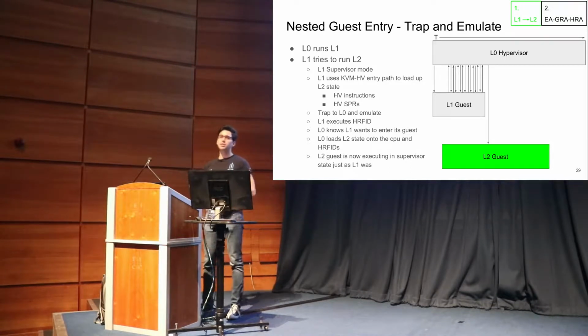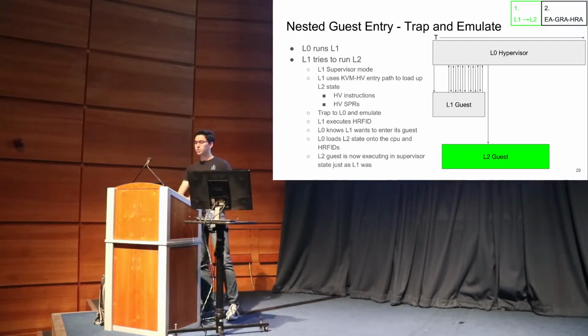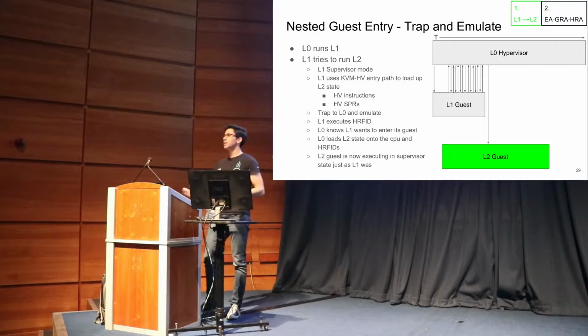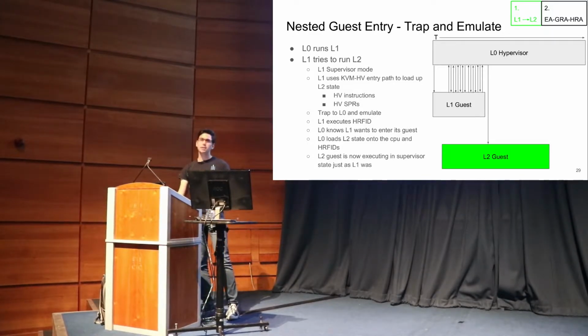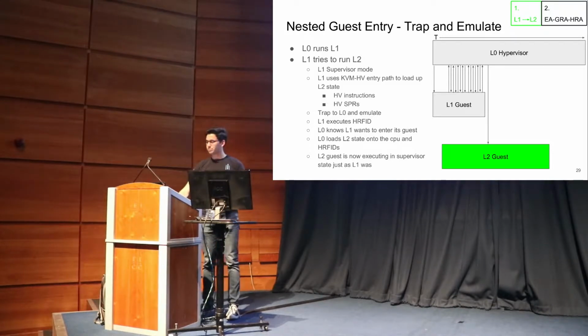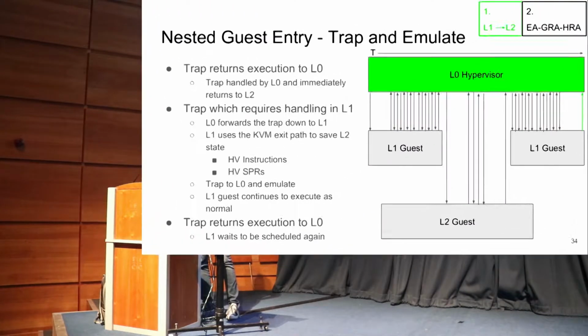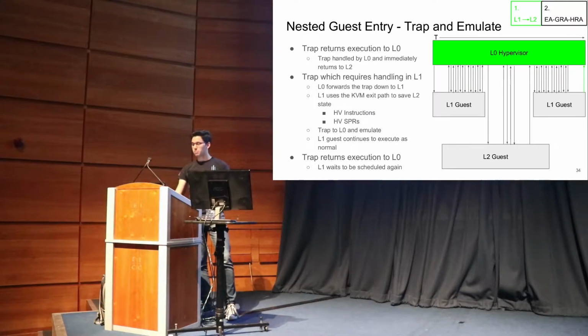Now it's going to execute this HRFID instruction I introduced before, and level 0 knows that level 1's trying to enter its guest. So it can load up the level 2 state it saved away while emulating these instructions, and then use the same path again to get into our level 2 guest. And yay, we're executing our level 2 guest in supervisor mode. At some point, traps might return execution back to our level 0 hypervisor, and if we can handle these, we can go straight back into the level 2 guest.